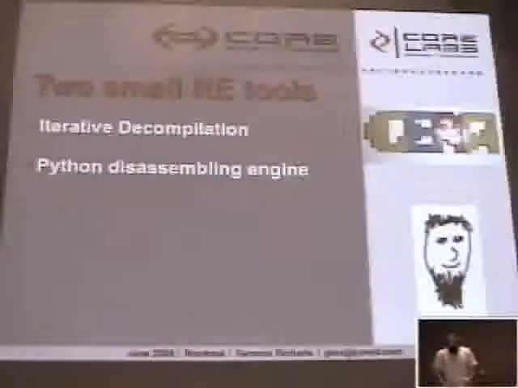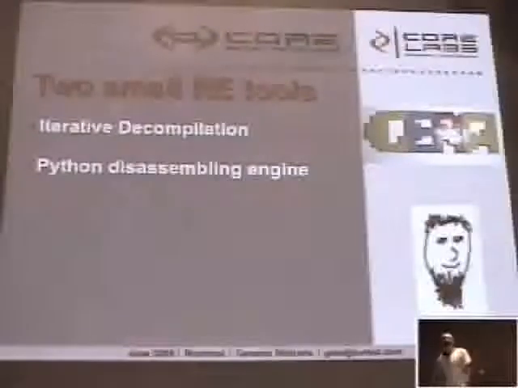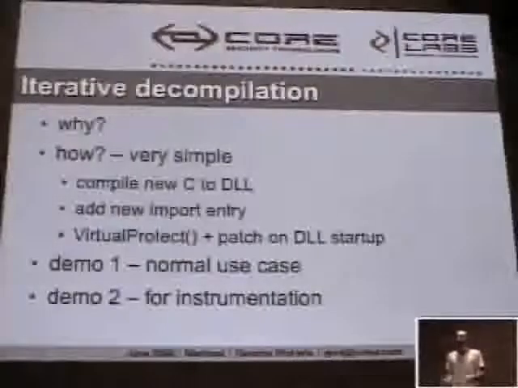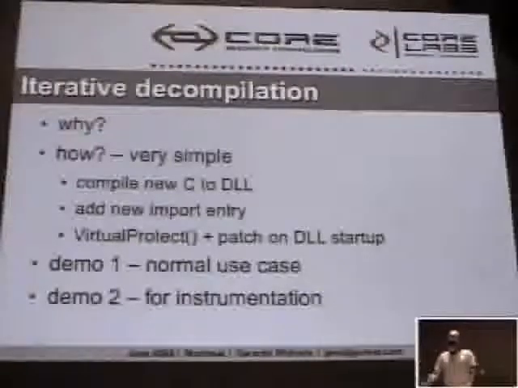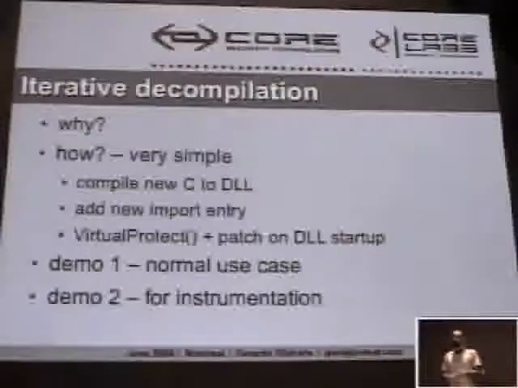The first one is Iterative Decompilation Framework. That's probably too big a name for 80 lines of C code. But it kind of works, so let's see. Why I did it: I have this personal project, which is turning back to C some dead code that I found, and I'm using it, and I want it back in C.